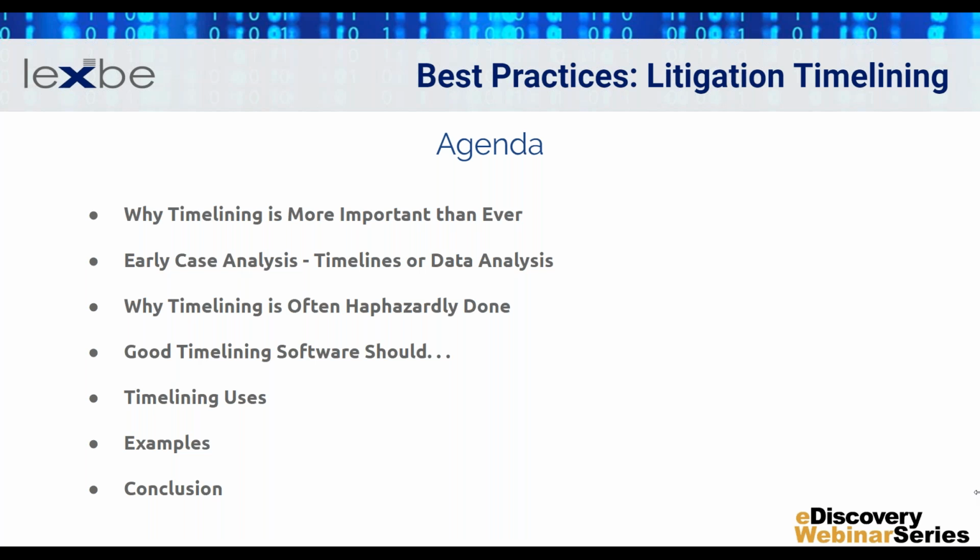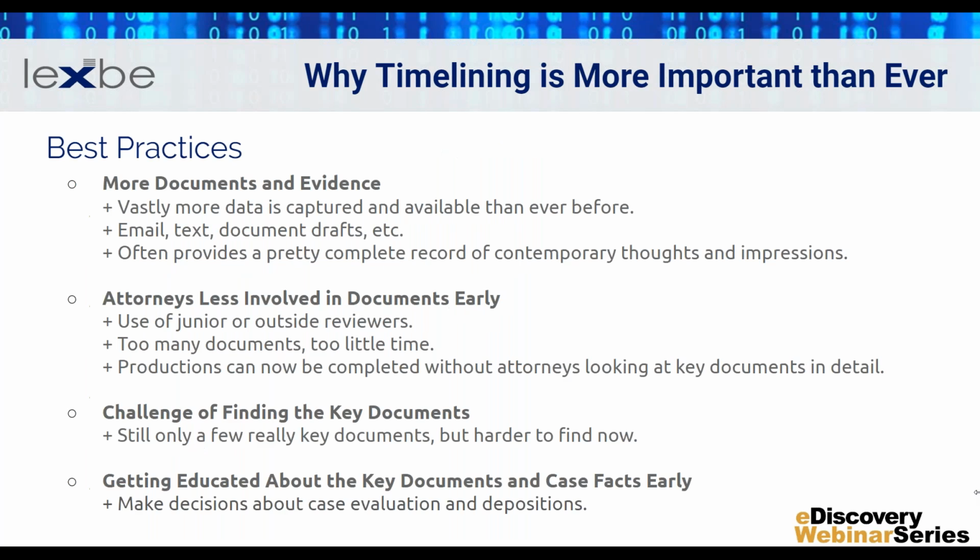Moving on to my next slide, I want to talk about first why it's more important than ever before to use some type of timelining software in these large ESI heavy document reviews. The simple fact is there's just so much more data than there has been before. The amount of data continues to grow in our cases, and the sources of our ESI are continuing to increase as well. We're looking at today various types of ESI that we never considered discoverable previously.